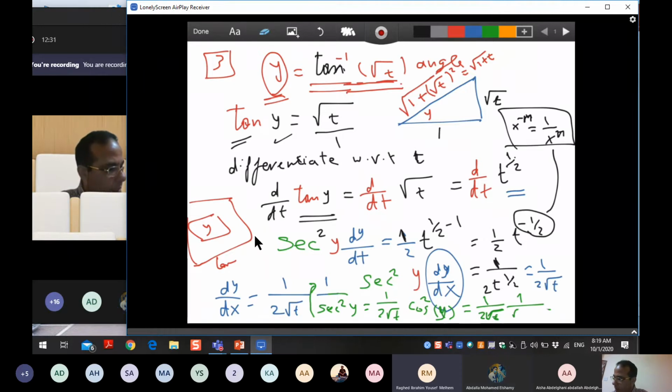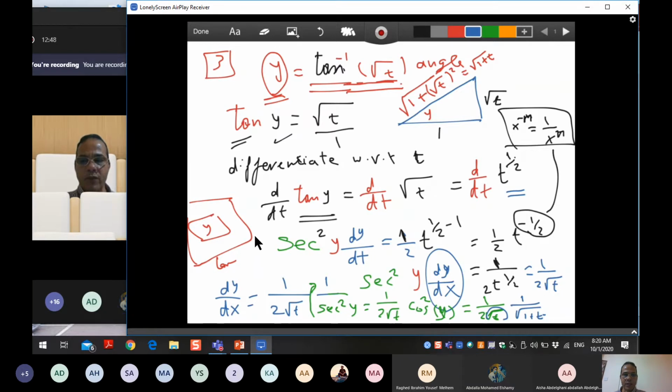1 plus t. Can I put the root inside? Yes, I can. 1 over root 1 plus t. This root, I can take it inside, right? Or leave it like this. It's up to you. Finished?